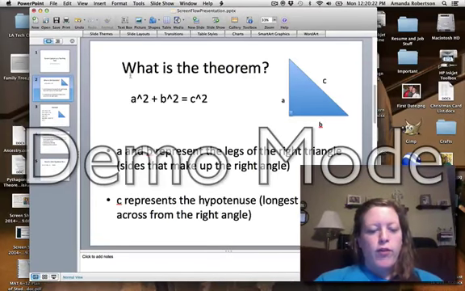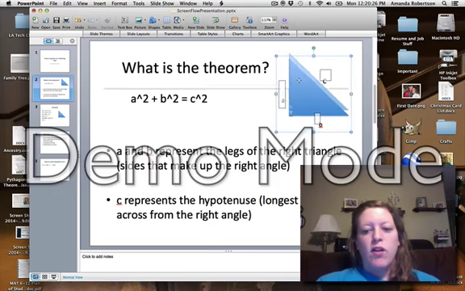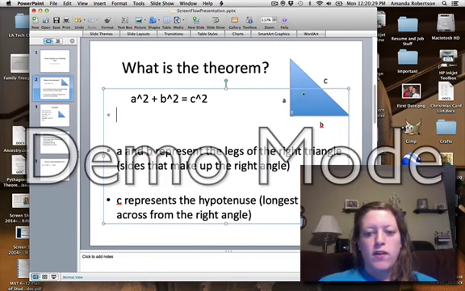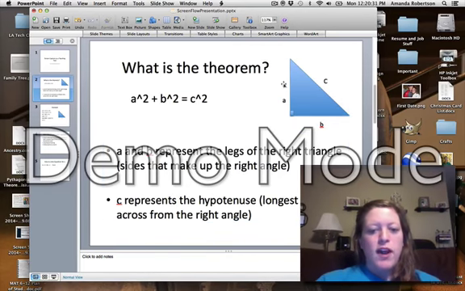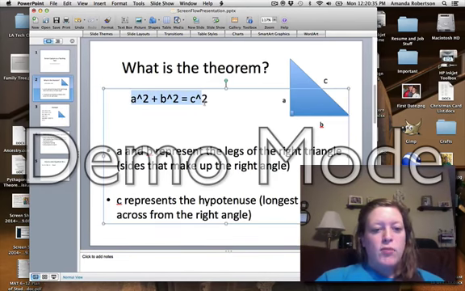Real quick review of what we covered last week, Pythagorean theorem. Remember, it will be on the quiz, so it's very important that you understand this. Pythagorean theorem deals with right triangles, and it states that a squared plus b squared equals c squared.